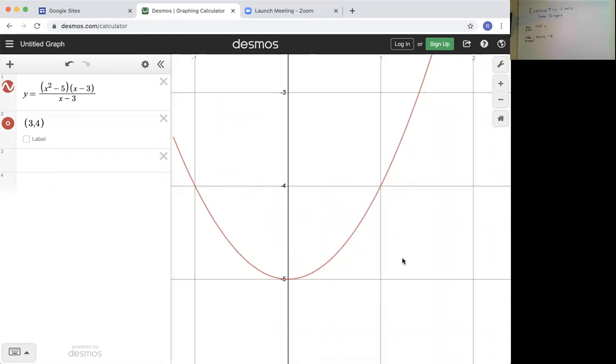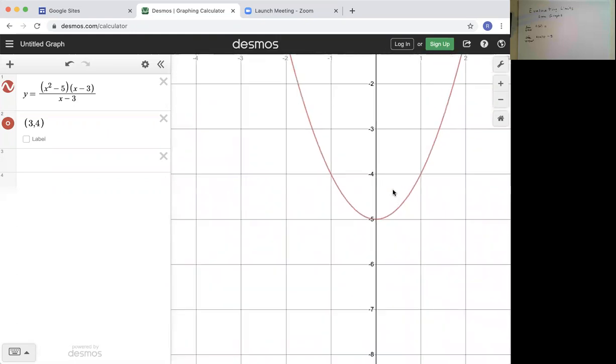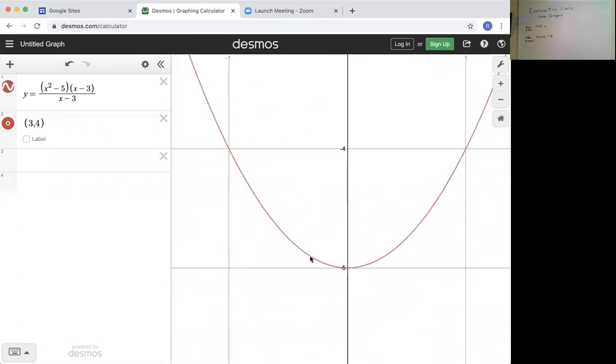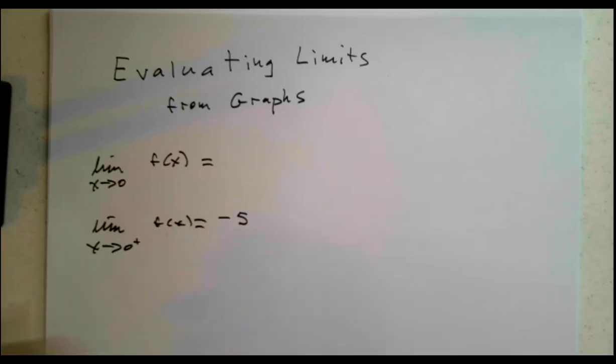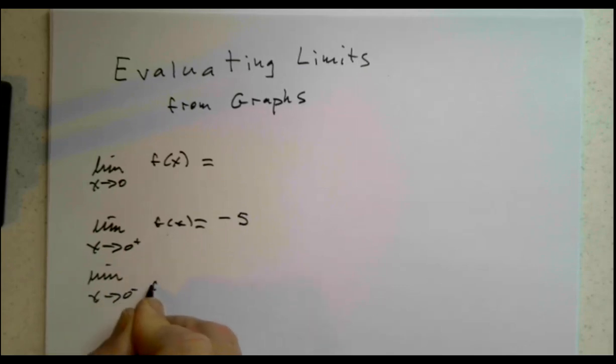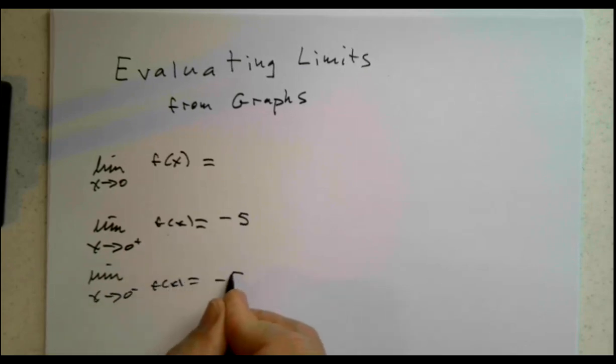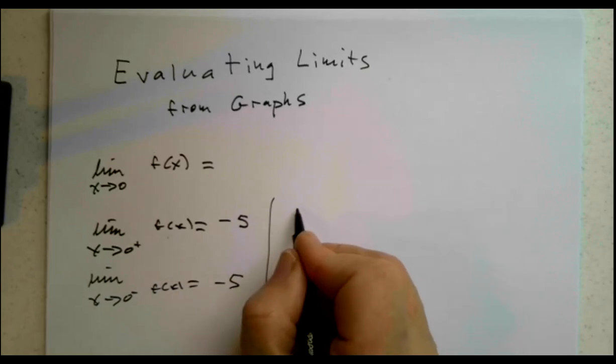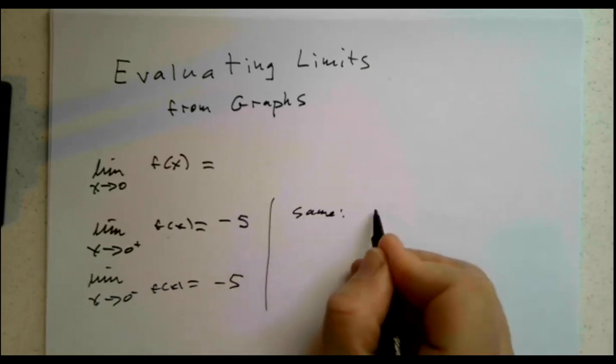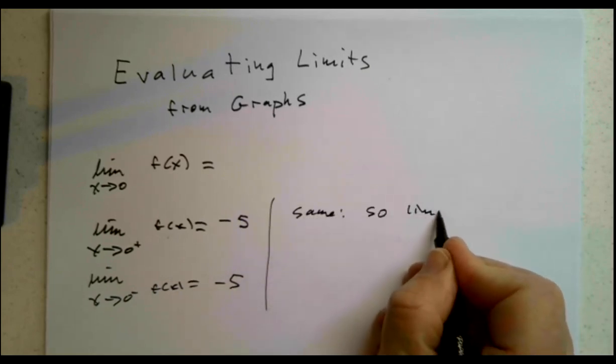As I move this in, what are the y values getting closer and closer to? Again, getting closer and closer to -5. So the limit as x approaches 0 from the left of f of x also seems to be -5. They are the same. So the limit exists.